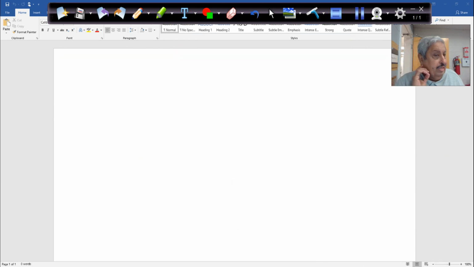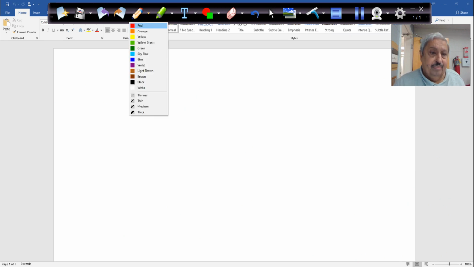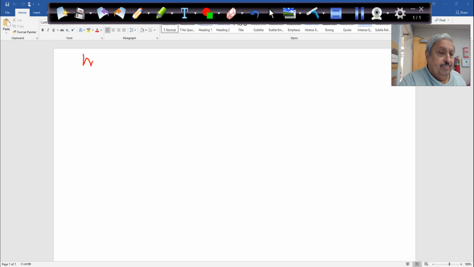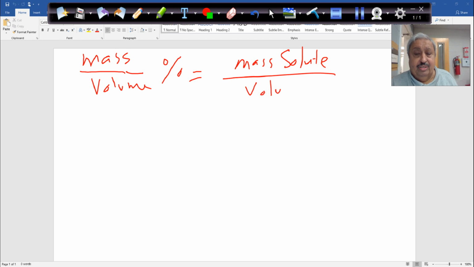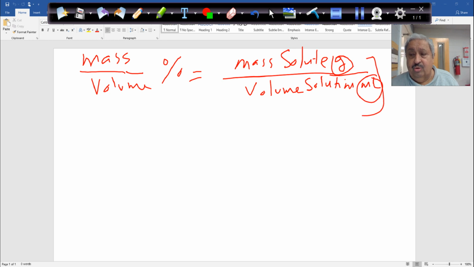The next topic is the type of concentration we are dealing with, which is mass over volume percentage, correct? That will be the mass of the solute divided by the volume of the solution. This is grams, correct? This is milliliters. And the whole thing here is multiplied by 100%.